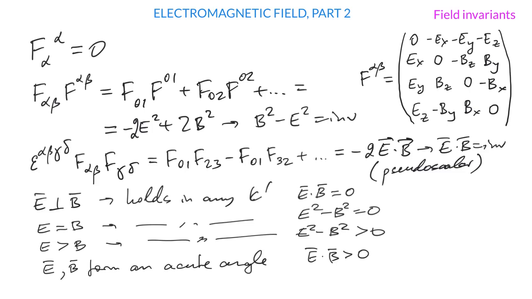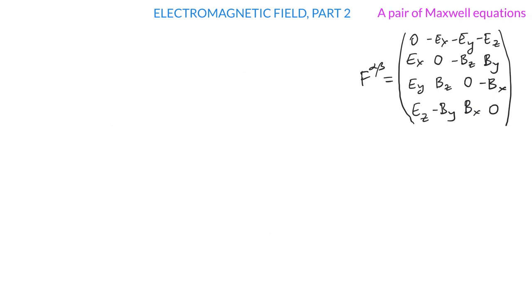We have noted previously that if the electric or magnetic field is zero in some reference frame, then in any other reference frame they are orthogonal. This can also be immediately seen from the second field invariant. If one of the fields is zero, then E dot B is zero, and then it must be zero in any reference frame. That means they will always be orthogonal.